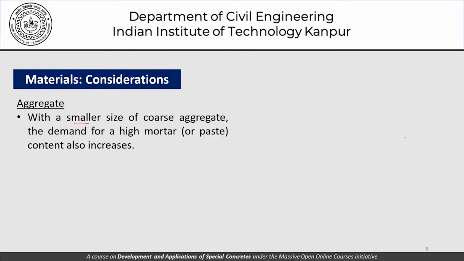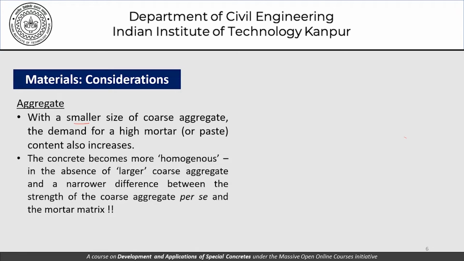The surface area increases if we reduce the size of the aggregate, and with the higher surface area we need more mortar to cover it. The concrete becomes more homogeneous in the absence of larger coarse aggregates, and a narrower difference between the strength of coarse aggregate per se and the mortar matrix is what characterizes high strength concretes.